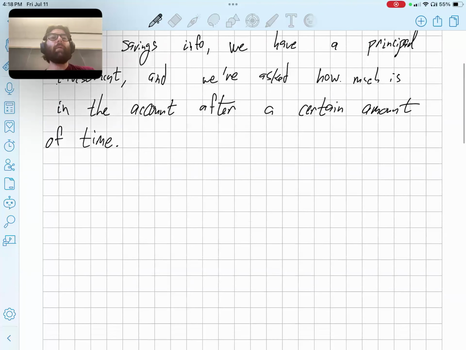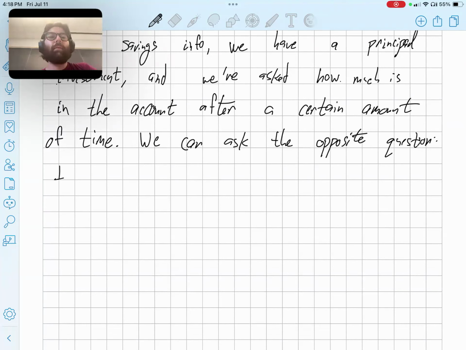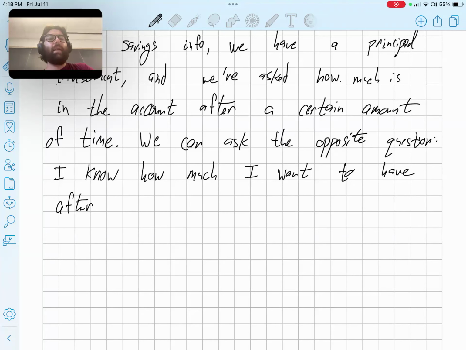We can ask the other way. We can ask the opposite question. I know how much I want. I know how much I want to have after a certain period of time. How much should I invest now?